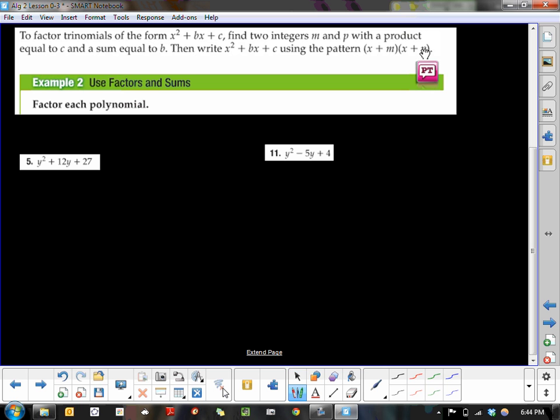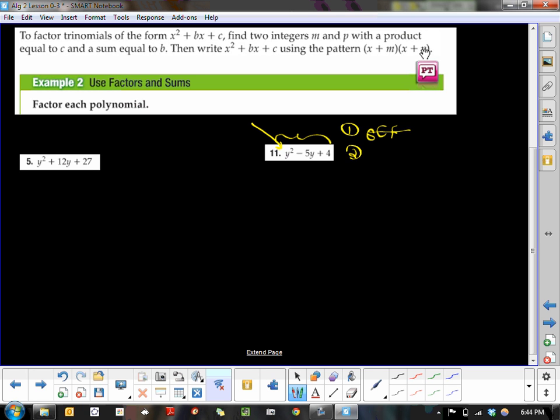Number 1, do I have a GCF? Is the greatest common factor in any of these three? There's not a y in all three. Can't take out a y. There's no common factor between a 1, 5, and 4. As a matter of fact, anytime this is a 1, there will not be a greatest common factor. So step number 1 is done.